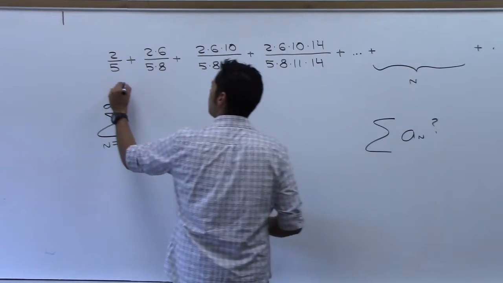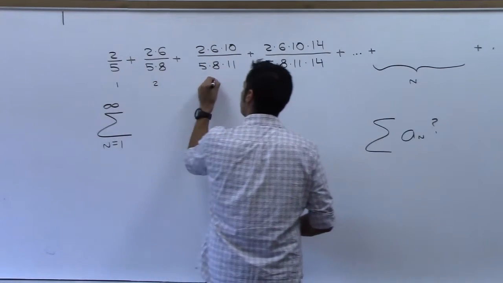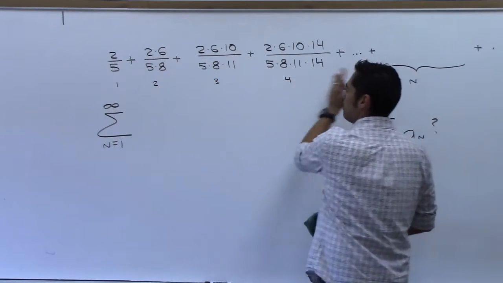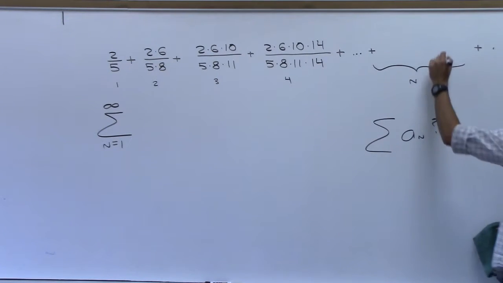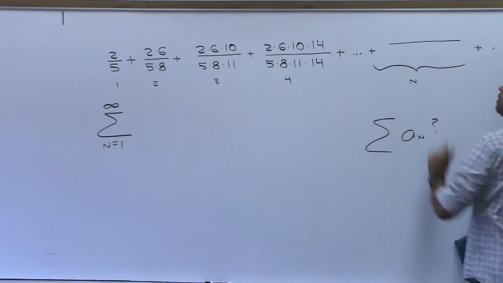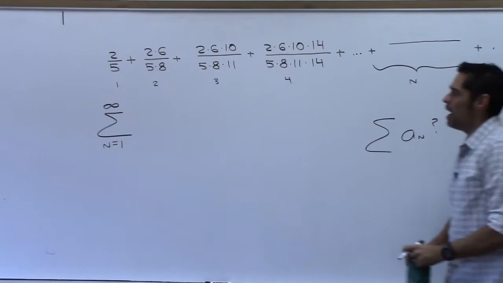Remember, this is the first one. This is the second one. This is the third one. This is the fourth one. Keep going. N plus 1 on top. And bottom 4 plus 2. Okay, maybe if we go backwards.